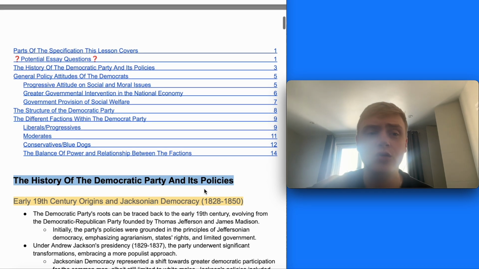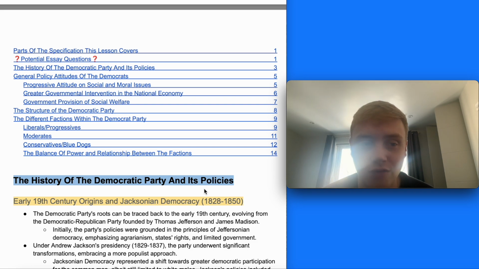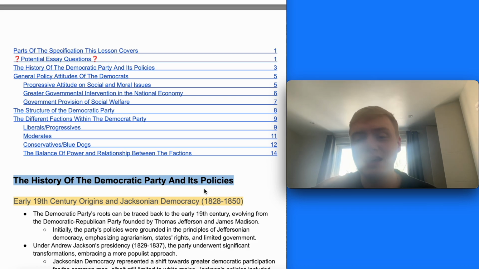I'm then going to start by giving you a history of the Democratic Party and its policies, then going into the general policy attitudes of the Democrats, looking at their progressive attitude on social and moral issues, their support for greater government intervention in the economy and government provision of social welfare, before finally looking at the structure of the Democratic Party and the different factions within the party and the key policy attitudes of each of them.